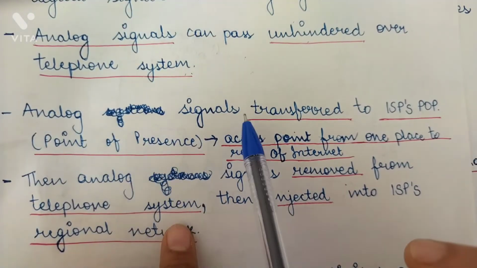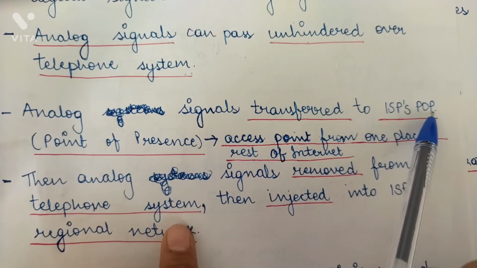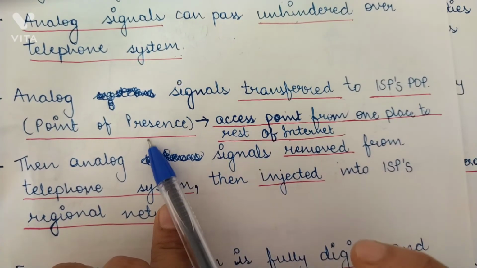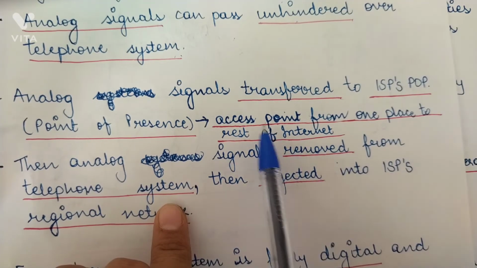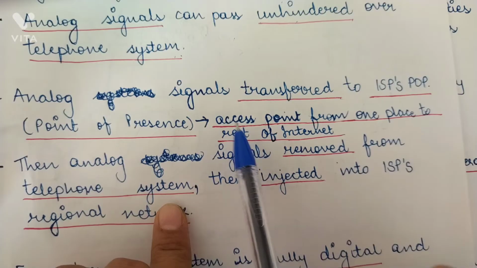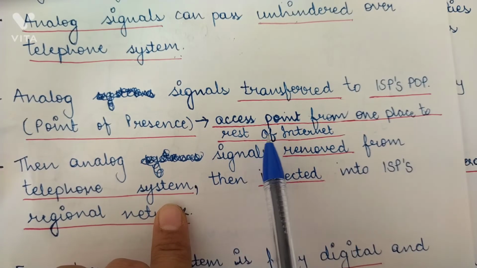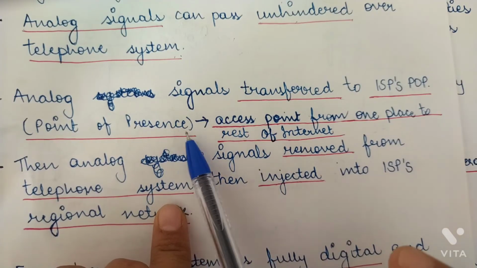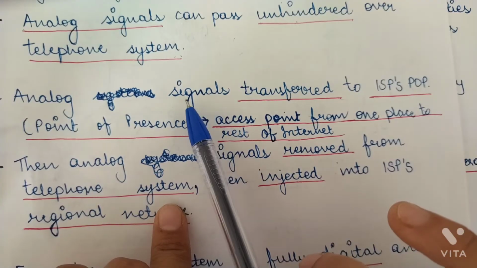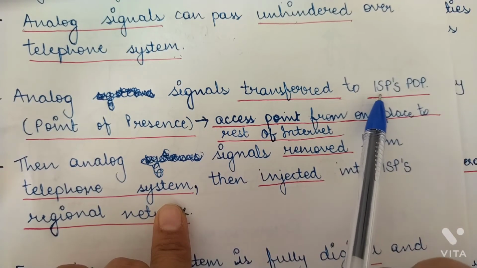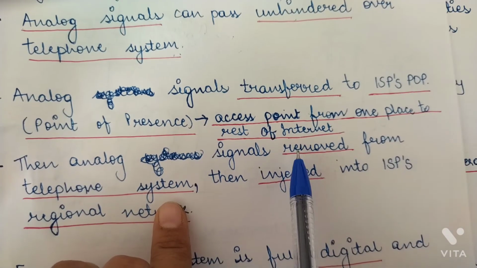Now the analog signals are transferred to the internet service provider's point of presence. What is a point of presence? It is an access point from one place to the rest of the internet. This is one such place from where you can access the entire internet. So to access the entire internet from one point, you need the point of presence. The analog signals converted by the modem are transferred to your internet service provider's point of presence, from where you can access the internet.